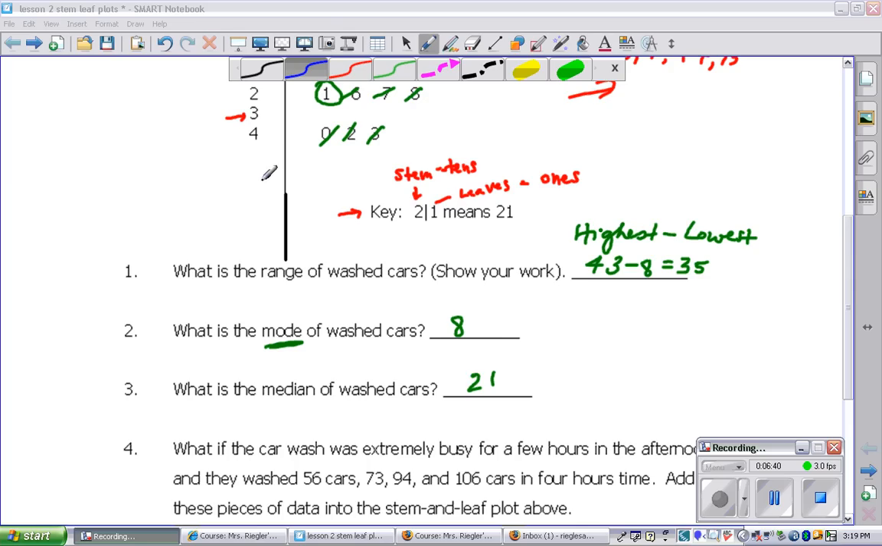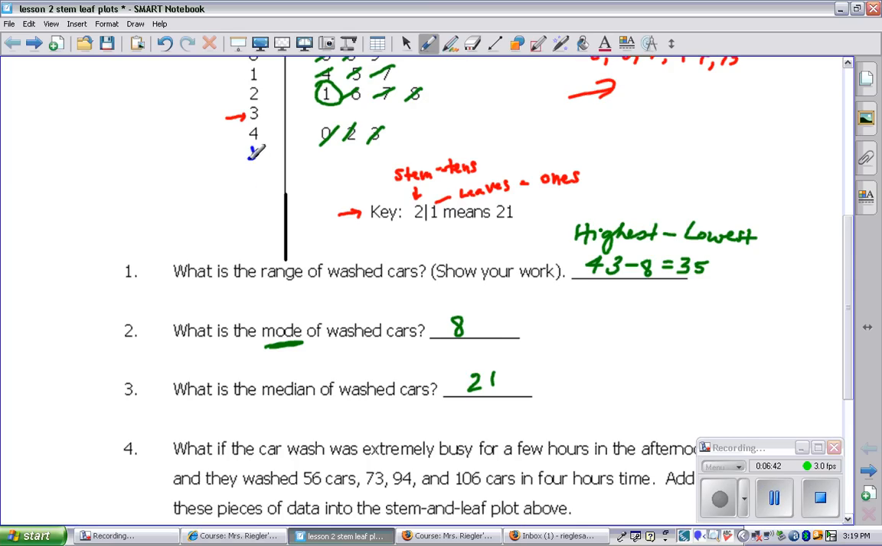Okay, so we needed to add 56. That means 5 tens and 6 ones. We could go up to the 6s. Did we need to add any 60s? Nope, so we'll leave that blank. 7s, we had 73. 8s, we didn't have anything, so we'll leave that blank. 9s, we had 94, and then the last, 106, is going to be 10 tens and then 6 ones. So you'll have a 10 on the left and then a 6 on the right.